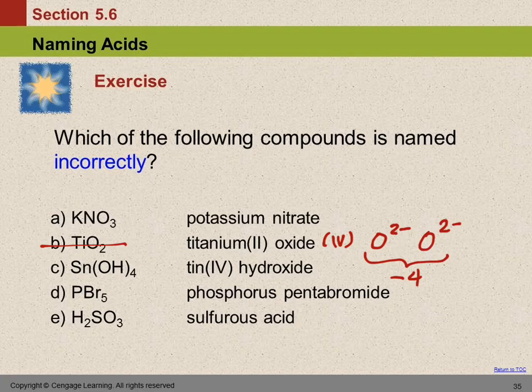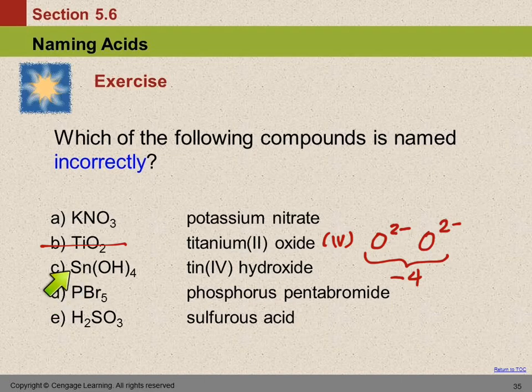SnOH4? Look at the first element. Is it a metal? Tin. It's to the left of the stair-step line. I had a couple questions about what do we do with the semi-metals? If the semi-metal is on the metal side of the line, treat it like a metal. If it's on the non-metal side, treat it like a non-metal for naming. We don't have a separate set of rules for semi-metals, thank goodness.